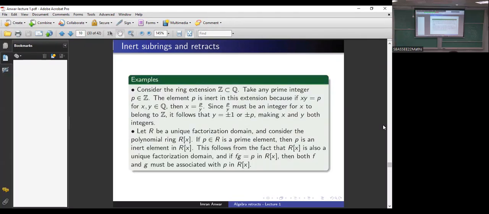I'm having a hard time understanding the first example. If we have x times y equal to p, suppose we set x to be 1/p and y is p squared. Then x is 1/p, and y is p squared, so their multiplication gives you p, right? But then we don't have that x and y are both in the integers.